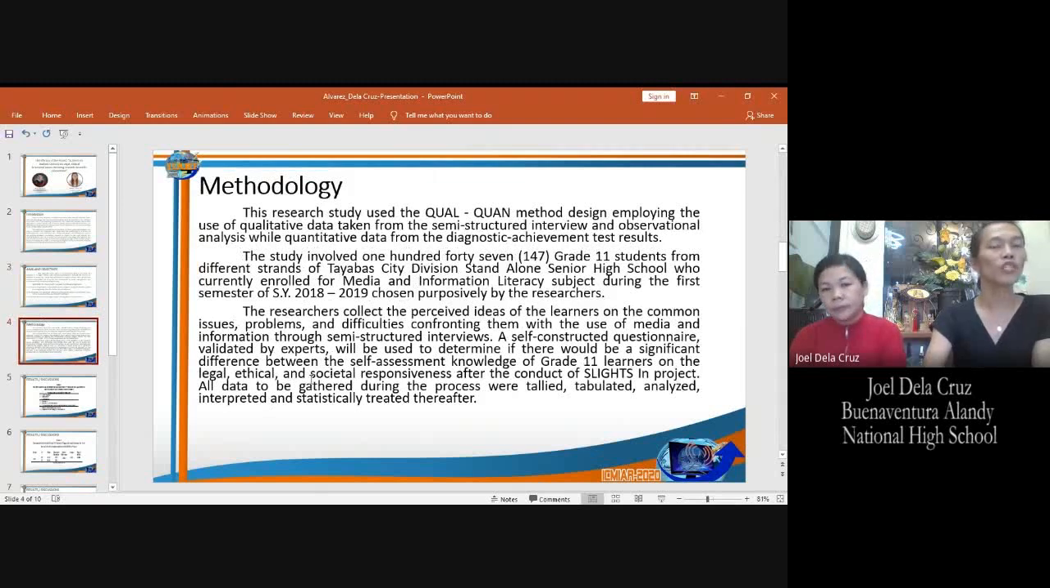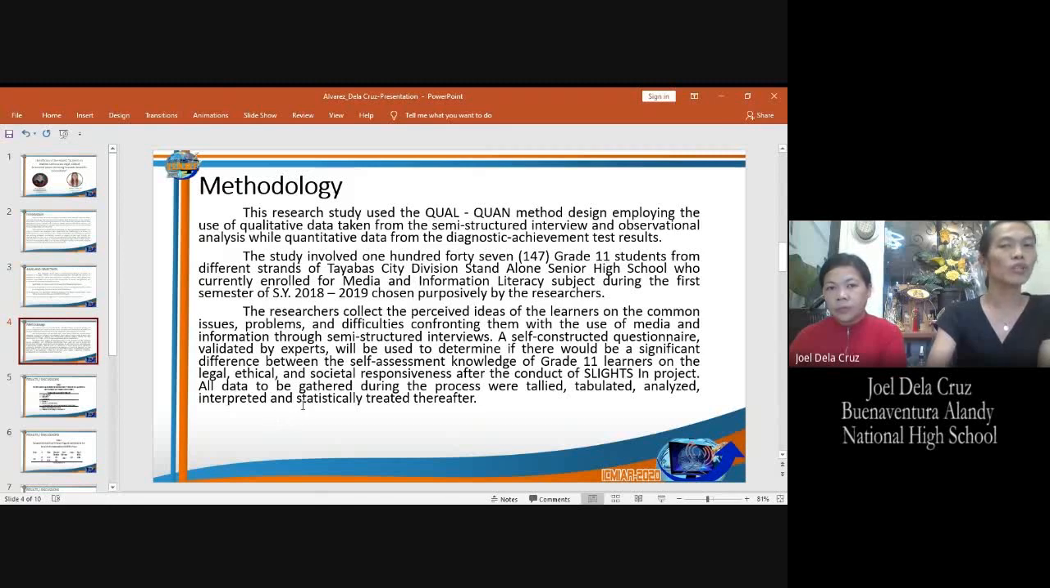For the methodology of the study, this research used a qualitative, quantitative, or mixed method design, employing qualitative data taken from semi-structured interviews and observational analysis, while quantitative data came from the diagnostic achievement test results. The study involved 147 grade 11 students from the different strands of the Tayabas City Division Standalone Senior High School who were enrolled in the Media and Information Literacy subject during the first semester of school year 2018-2019, chosen purposely by the researchers.